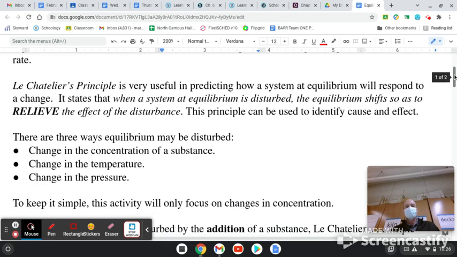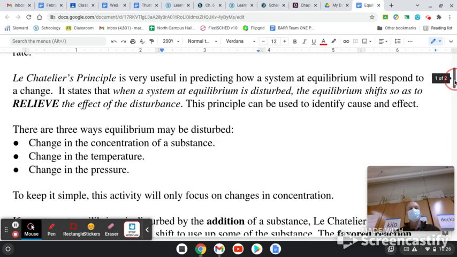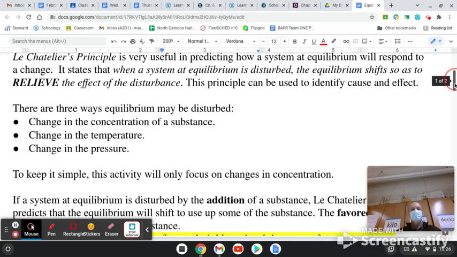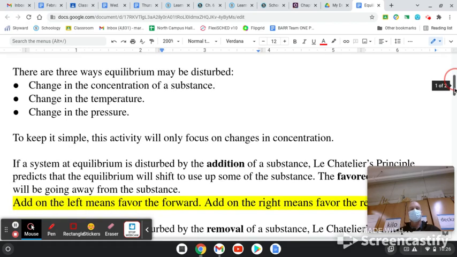Important statement here is that when a system, so if we disturb an equilibrium, it shifts so as to relieve the effect of the disturbance. Now your reading talked about three different ways: concentration, temperature, and pressure. Any change in those will shift the equilibrium, and the equilibrium will relieve the effect. All right, we're only going to focus here on concentration.